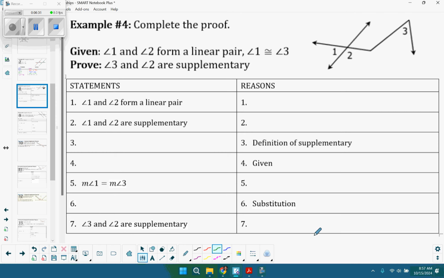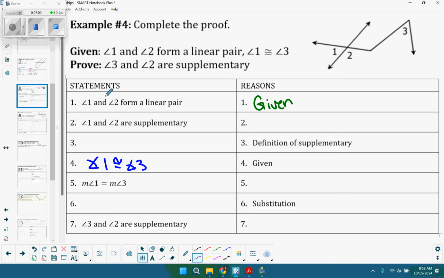Let's do another example together. So notice, angle 1 and angle 2 form a linear pair was given to me. Step 1 is given. And step 4 is also listed as given. So the other thing we haven't mentioned is that angle 1 is congruent to angle 3. And my statement for prove angle 3 and angle 2 are supplementary is already in step 7. So we're good there.